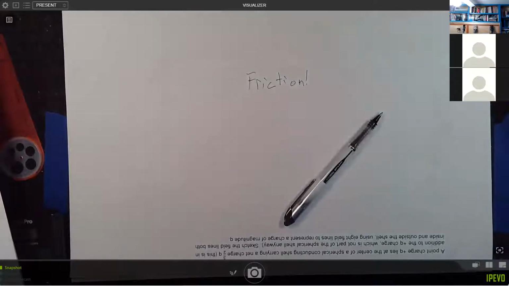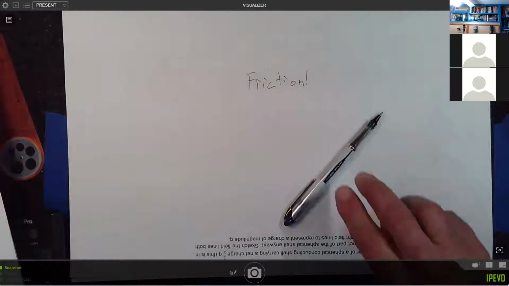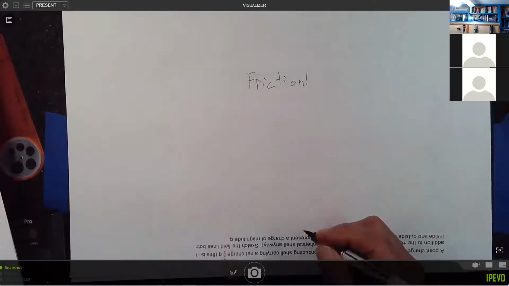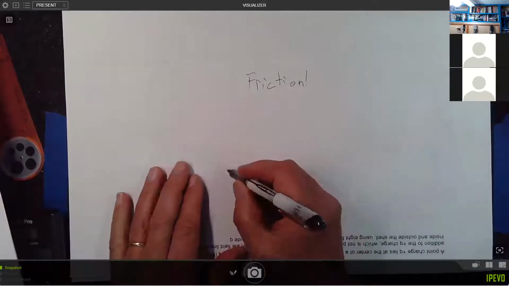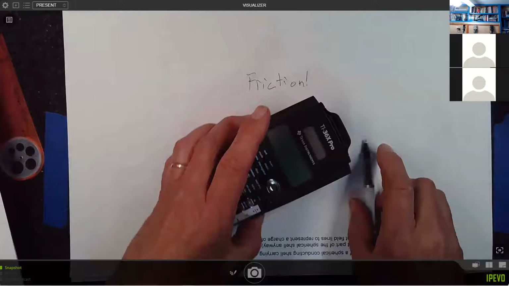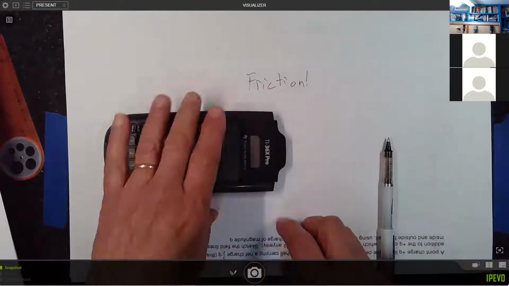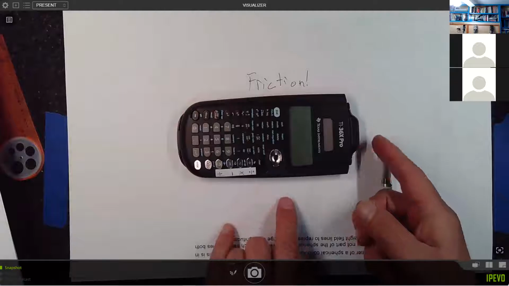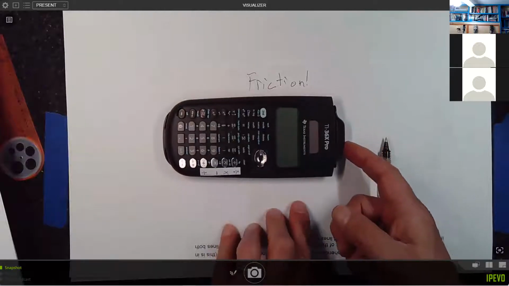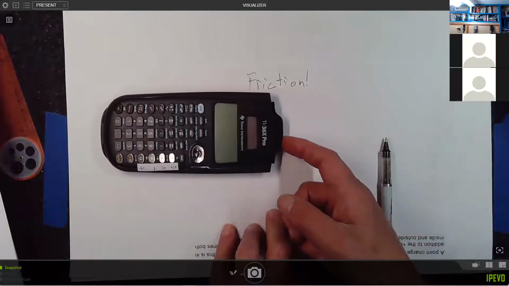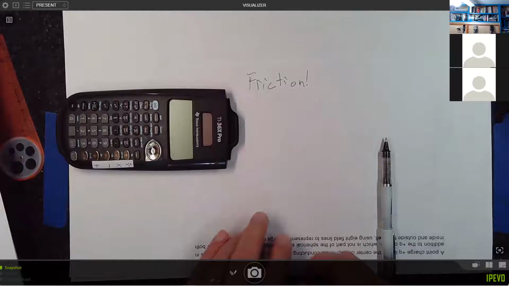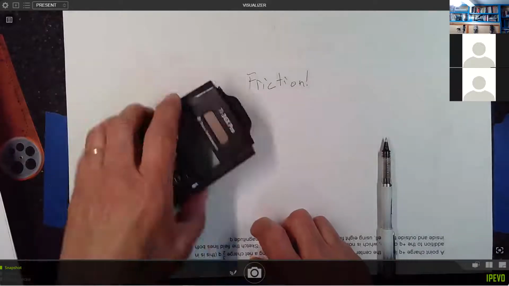Should say friction here. Now, the idea is that if you have 2 surfaces next to each other and you have those things slide past each other, in this case a calculator on a piece of paper, there's a force that opposes that motion, and that force is what we call friction.